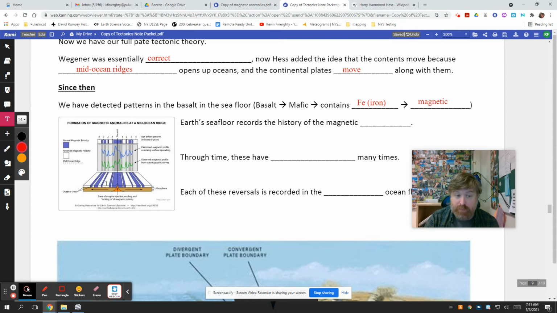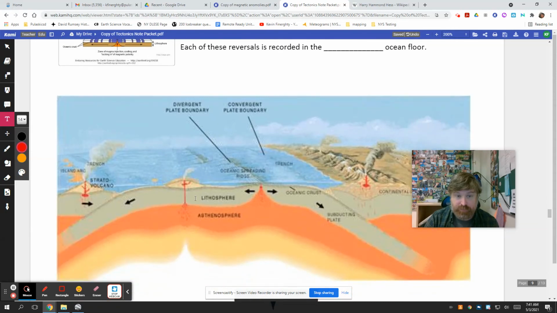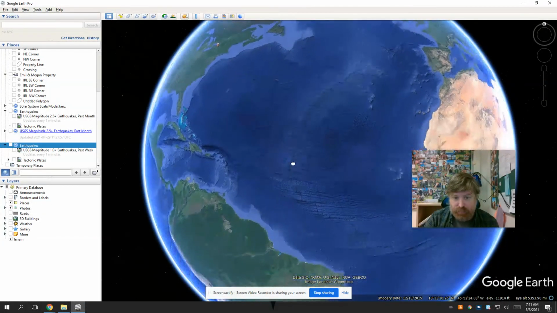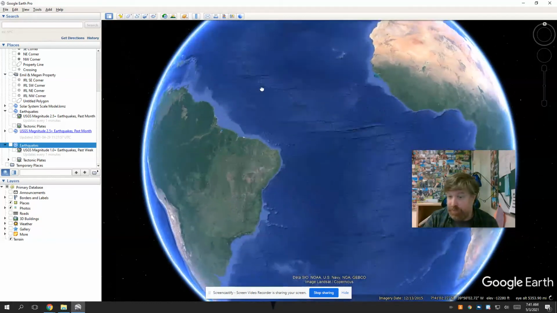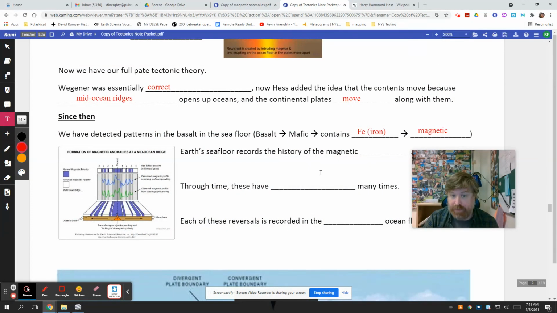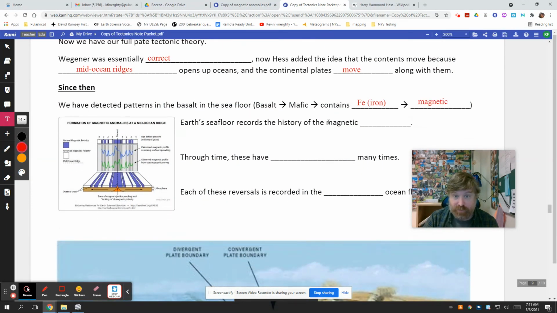We've got 200 million years of seafloor in the Atlantic Ocean. This looks more like a Pacific situation. But if this crust right here, right at the ridge, is 0 million years old because it formed very recently, some of it today, and then all the way towards the edges is at 200, we've got 200 million years of record of this happening. So Earth's seafloor records the history of these magnetic reversals. So it's kind of a heady idea.